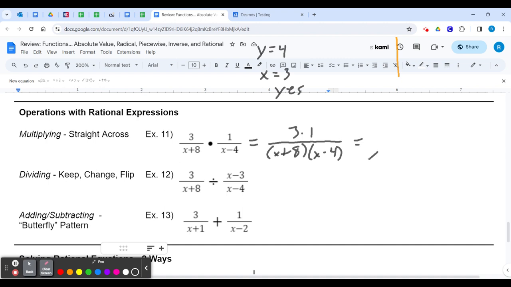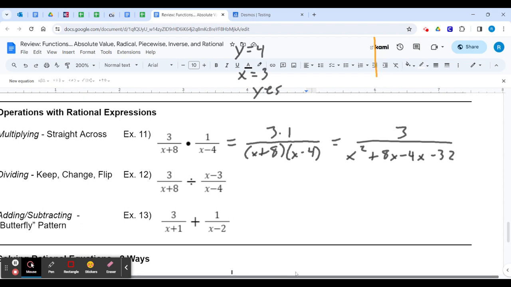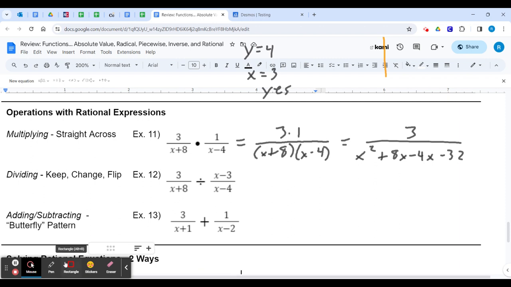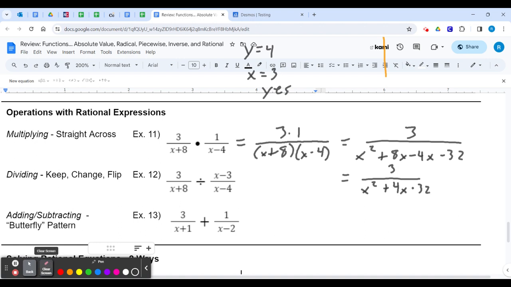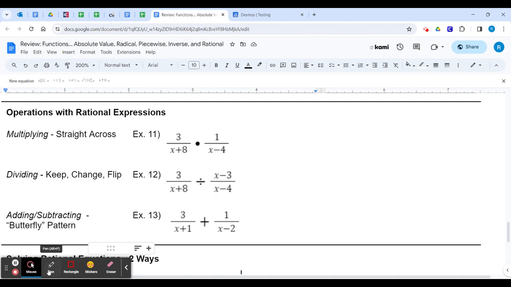If I actually work through that, we get x squared plus 8x minus 4x minus 32. That'll be all over 3. So if I want to simplify that just a little bit further, I'll move to the right a little more. A simplified form of that will be 3 over x squared plus 4x minus 32. Okay, if we're dividing, we are going to use that rule, keep, change, flip.